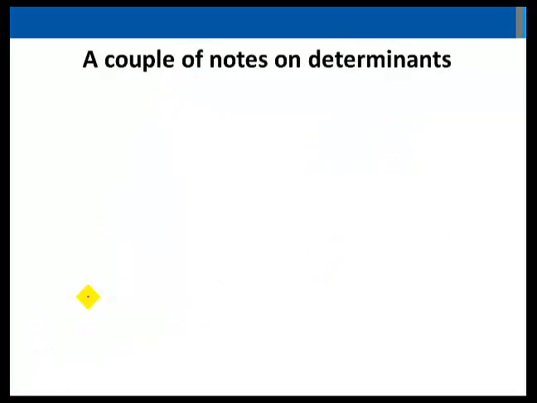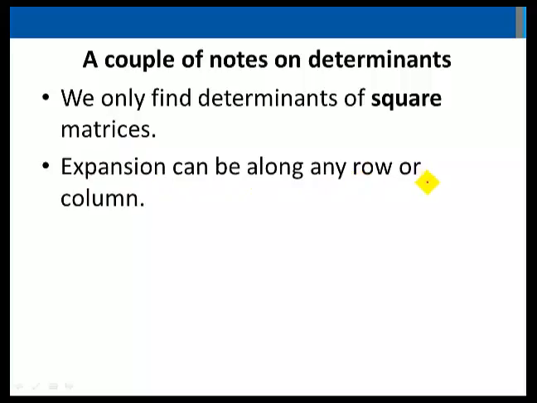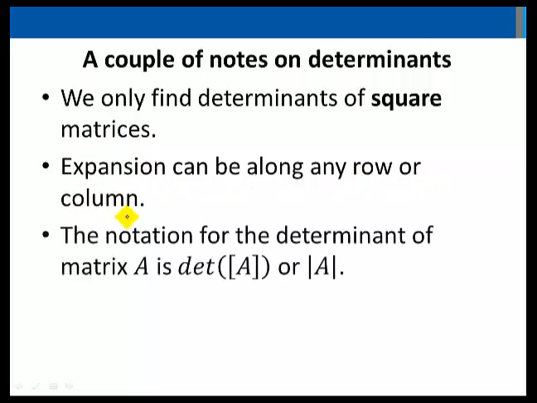A couple of notes on determinants, actually a few notes. We only find determinants of square matrices. Expansion can be along any row or column. And the notation for the determinant of matrix A is DET with the matrix A in parentheses, or the matrix A with the square brackets replaced with vertical bars.